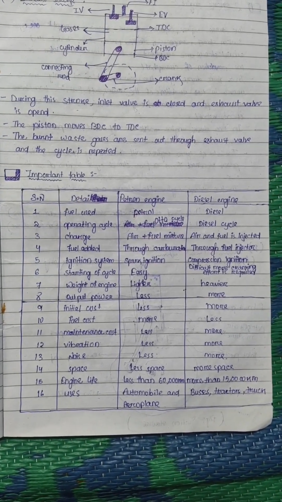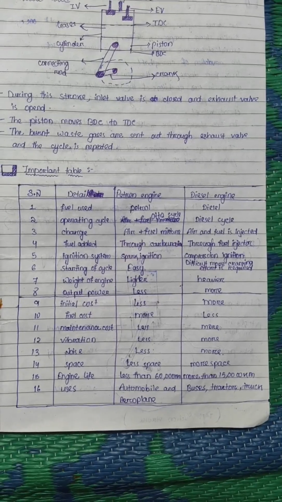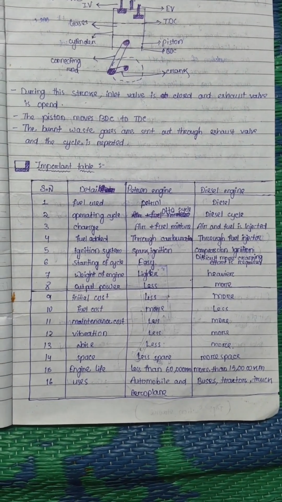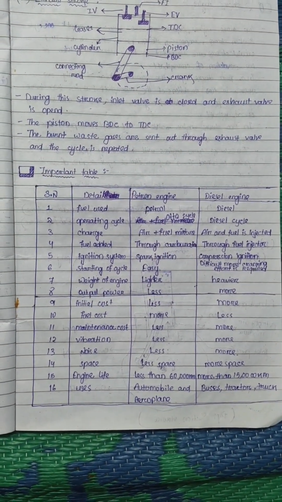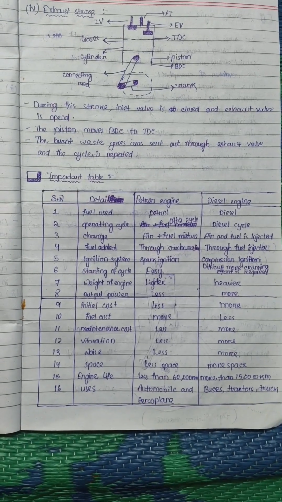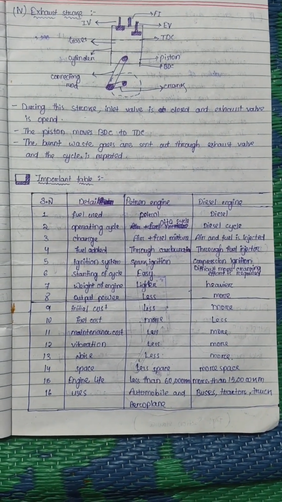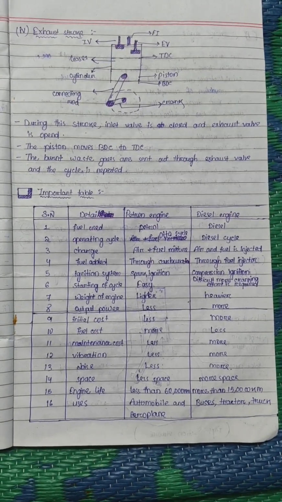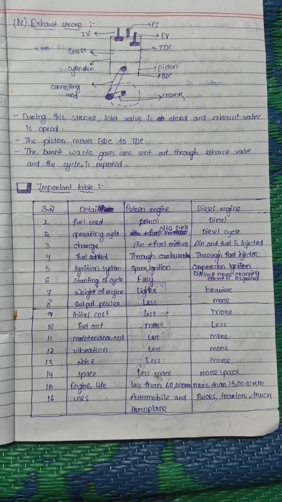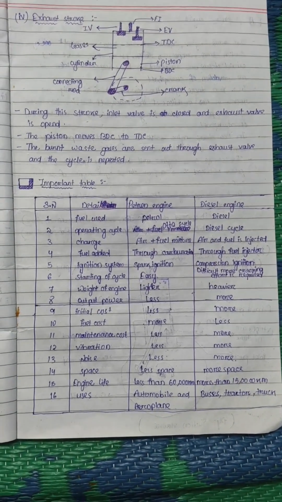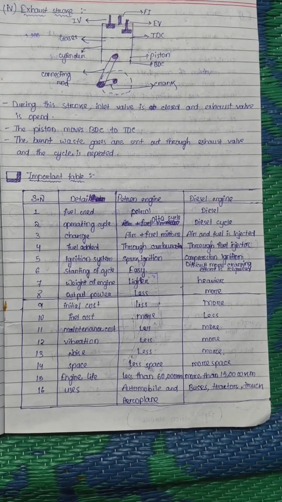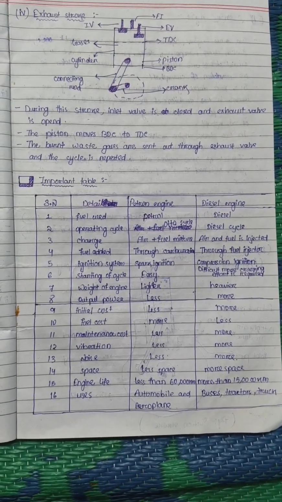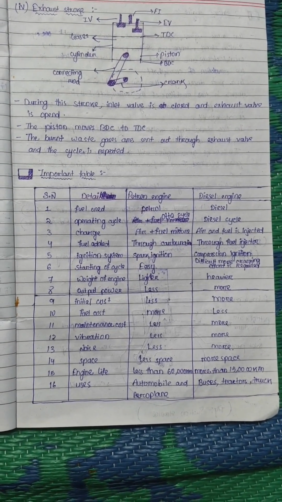Vibration produced by diesel engines is less as compared to petrol engines. Noise produced by diesel engines is more than petrol engines. And at last, space. Petrol engines take less space while diesel engines require more space.